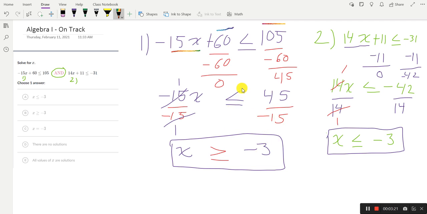Now something important happened here. Because you're dividing x by a negative number, the sign of the inequality needs to be flipped from one side to the other. That happens when you multiply by a negative number or when you divide by a negative number. Okay, so here we have x is equal to or greater than negative 3.